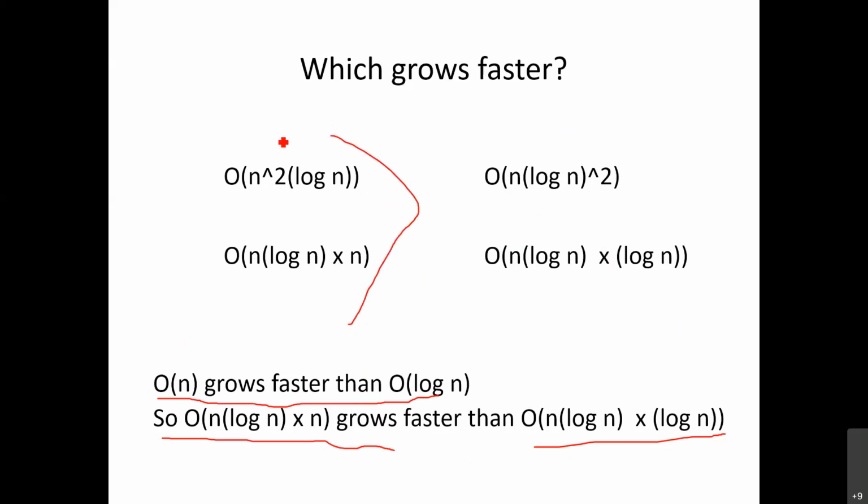What do I mean by grow faster? If you plug in some value for n, you're going to get a number that's bigger than if you plug the same number in here. But assume that number is the time in seconds for how long your program is going to run. Ideally, you'd like the number of seconds to be lower.